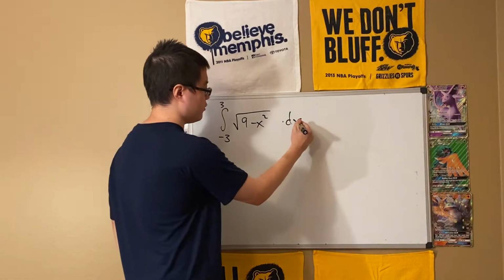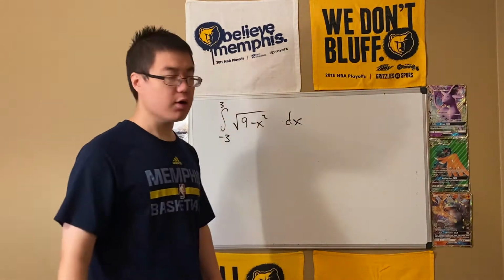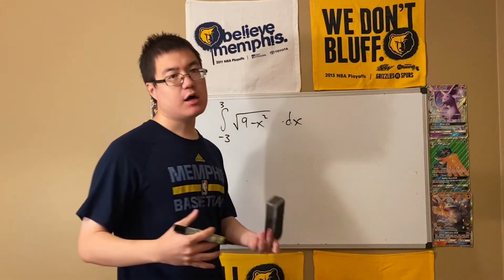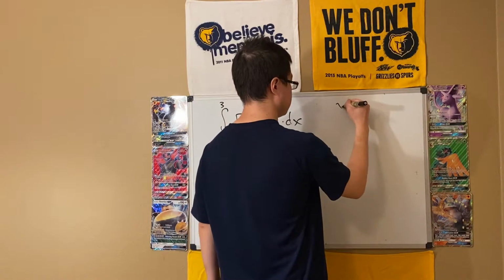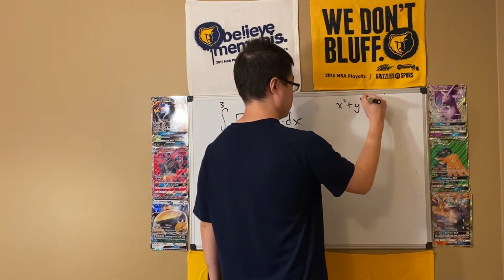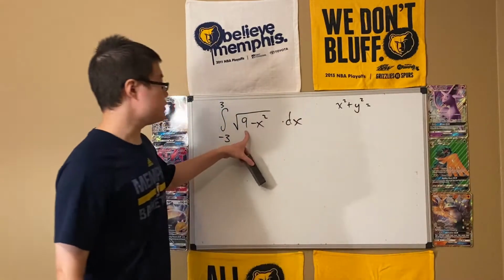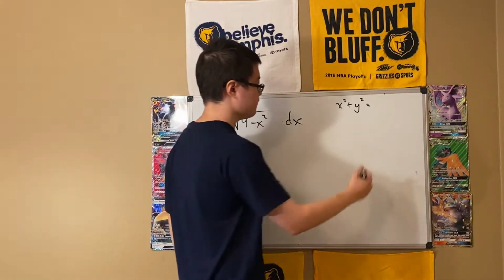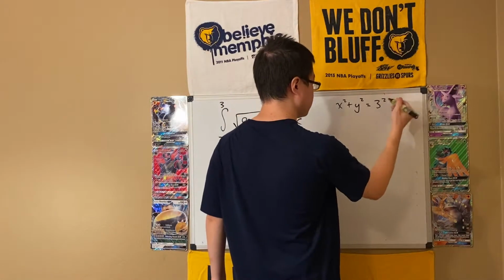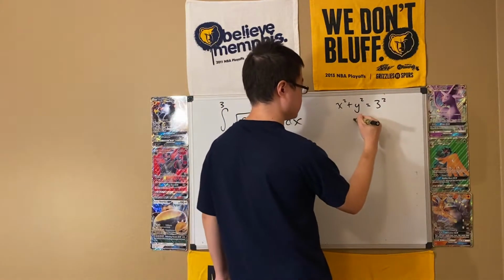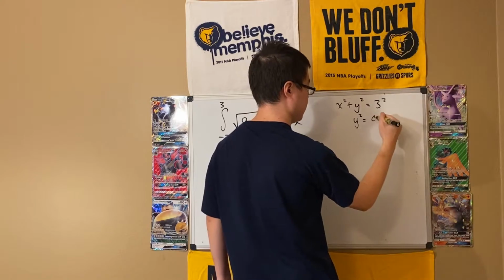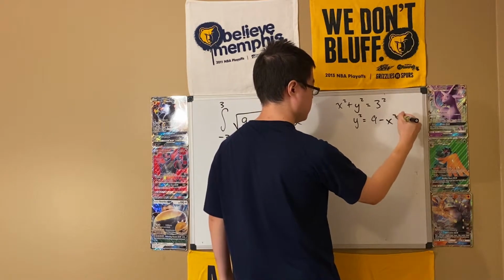So let me remind you of algebra 1. Remember that the formula for a circle from algebra 1 is x squared plus y squared is equal to r squared. So x squared plus y squared equals 3 squared, since 9, of course, is 3 squared. Notice that if I isolate y here, I get y squared equals 9 minus x squared.